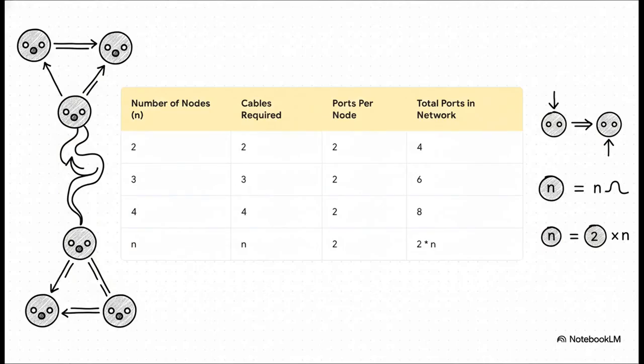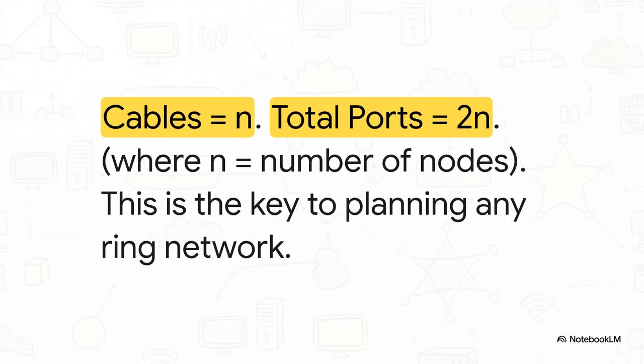We can lay this pattern out in a super simple formula. If you have n computers or nodes, you're going to need n cables. It's a perfect one-to-one match. And because every single one of those nodes needs 2 ports, remember, one in, one out, the total number of ports you'll need for the whole network is just 2 times n. So there you have it. This little formula is the key. It doesn't matter if you have 4 computers or 400. For a ring network, the cables will always equal n, and the total ports will always be 2 times n.